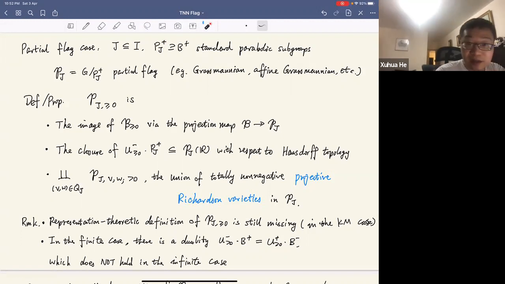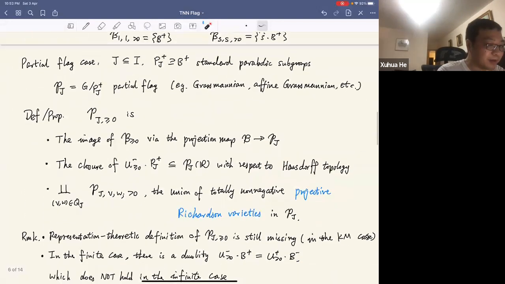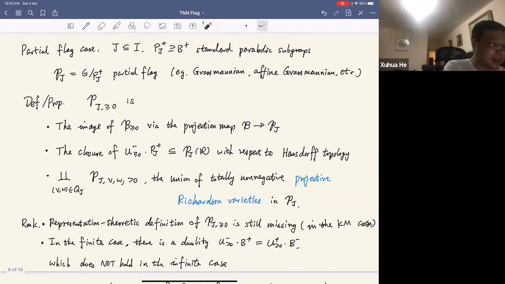And if you take the closure, then they coincide. So in the finite case, you can also change the sign, change this to the U plus axiom Pj minus, but this is only true for the finite case. Later on, we're going to say that this indeed causes a lot of trouble and makes things much more difficult to handle in the Kac-Moody case.